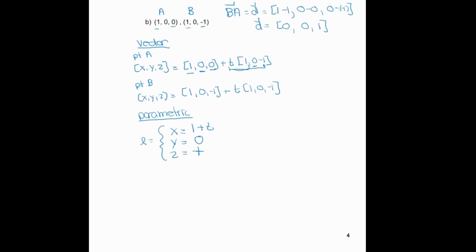Now let's do that last step and let's do our symmetric equation. So we have x minus x naught. Well, x naught is just 1. So we have x minus 1 all over the a value of our direction vector. So x minus 1 all over 1. Now our y will be y minus our y naught value, which is 0. So that's just y all over.